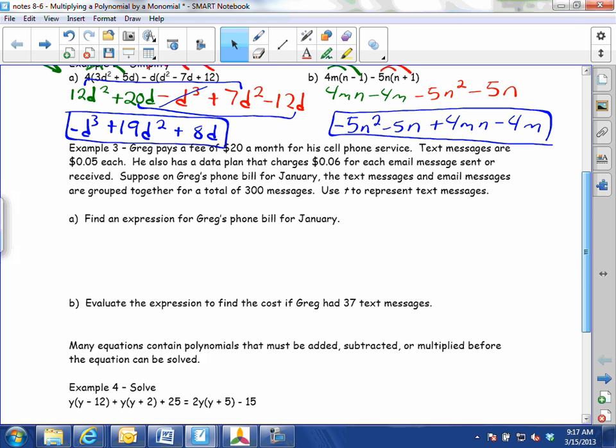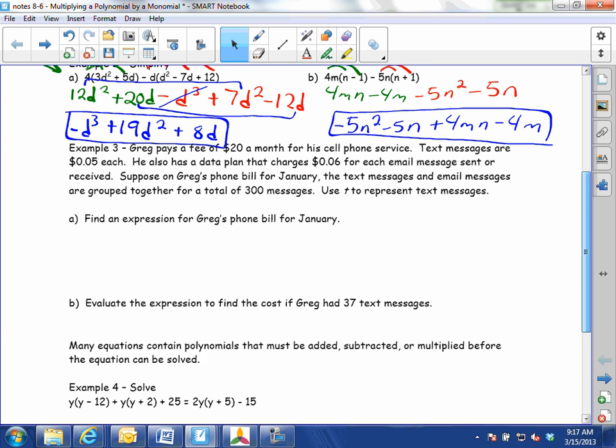Let's look at example 3. It says that Greg pays a fee of $20 a month for his cell phone service. Text messages are 5 cents each. He also has a data plan that charges 6 cents for each email message sent or received. Suppose on Greg's phone bill for January, text messages and email messages are grouped together for a total of 300 messages. Use T to represent text messages. Find an expression for Greg's phone bill for January.